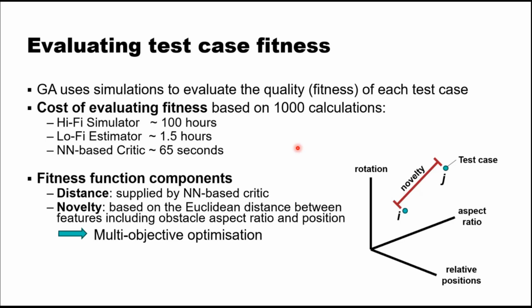The other component is novelty. We calculate that based on how novel the test is relative to those in the leaderboard, as a distance measurement in the feature space. Therefore, you can see this as a multi-objective optimization of distance and also novelty. Okay, next slide, please, Anas.